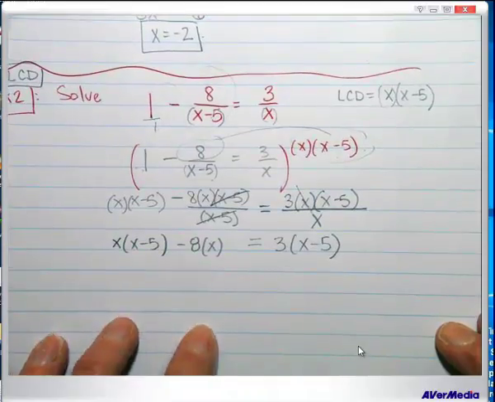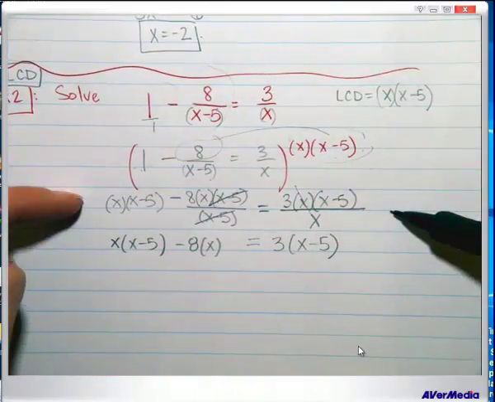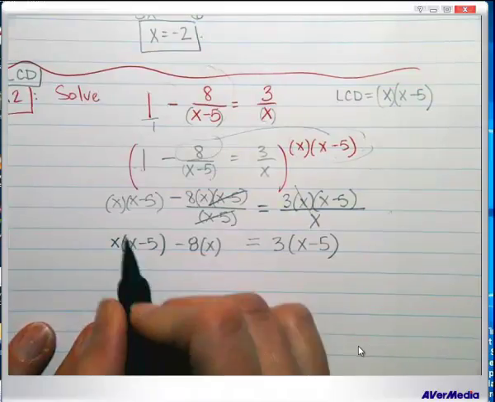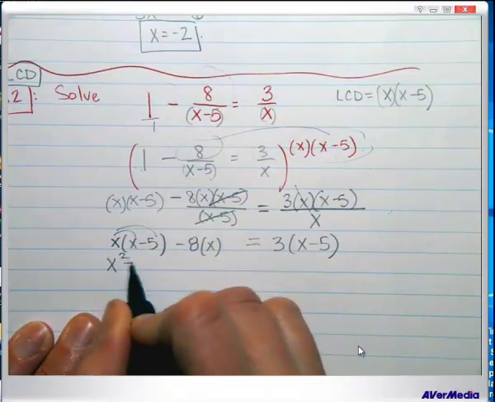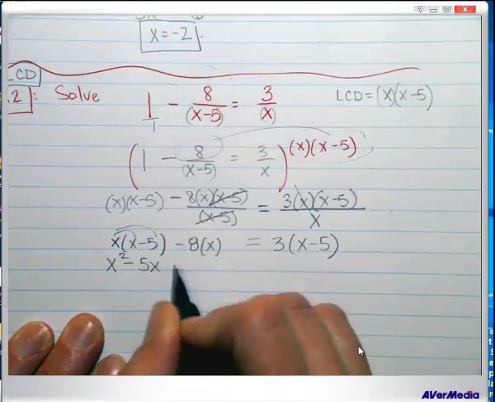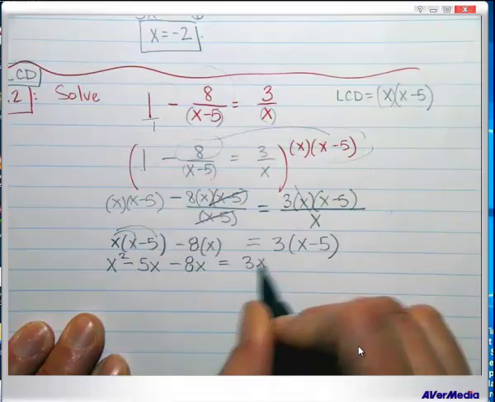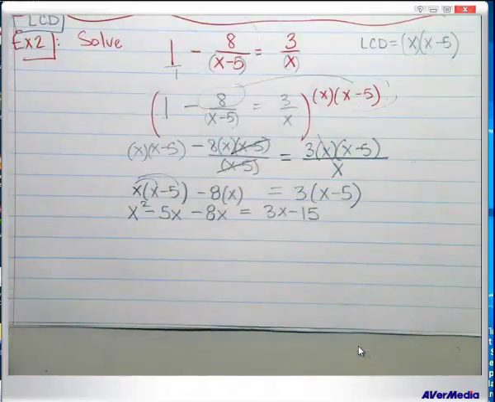Okay, before I go further, does that first step I did make sense with the multiplying by the x times x minus 5? Yes, okay. So from here, it's solving an equation. Distribute when you can, so we get x squared minus 5x minus 8x equals 3x minus 15. And what you'll notice with a lot of these problems is they do end up with an x squared in them, so they're going to be quadratics.